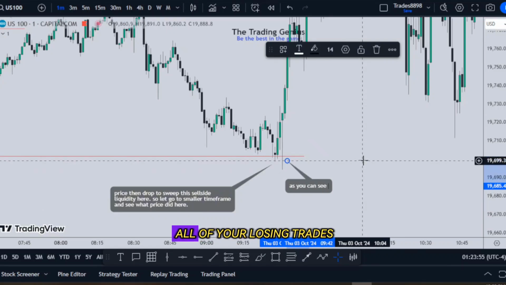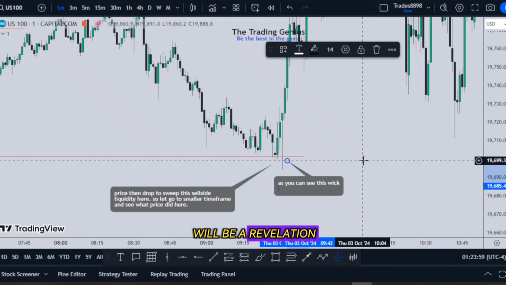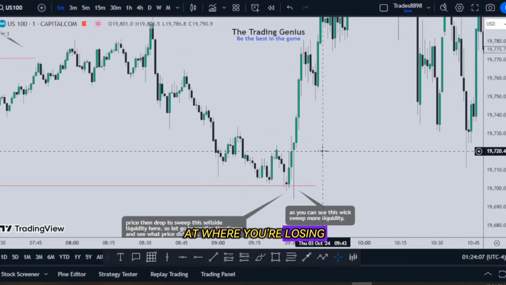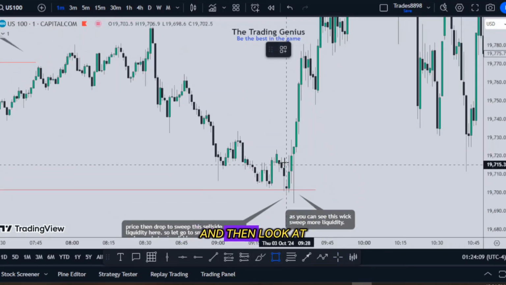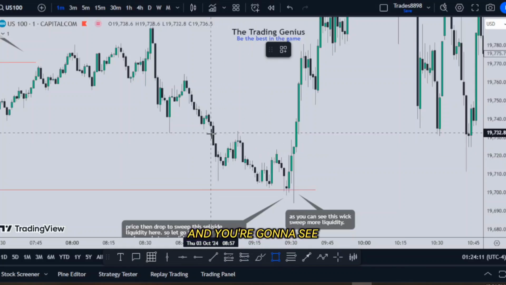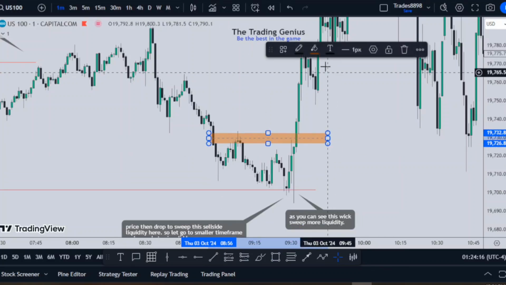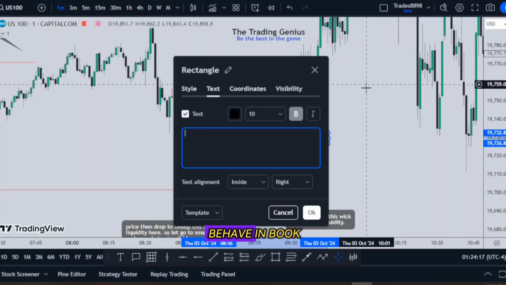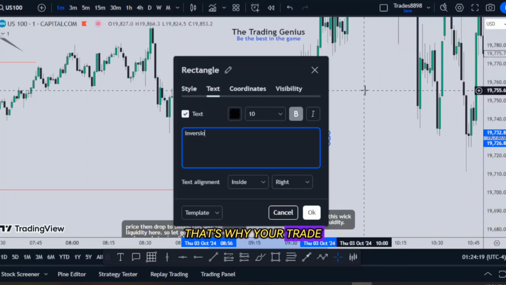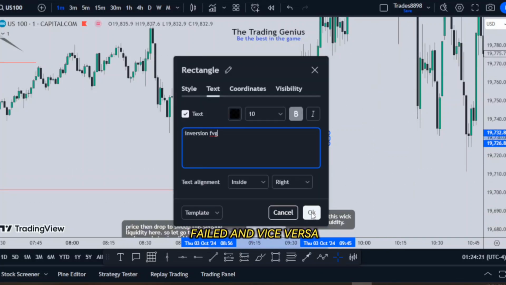If you go through all of your losing trades, I promise you it will be a revelation. But most of you don't even give a shit. You haven't journaled anything, so you don't have the ability to go back and study what you did wrong. But the ones that have, go back and look at where your losing trades occurred. And then look at what I teach, and you're going to see mine standing in front of your trade. What I tell you the market's going to do and how it's going to behave in book, that's why your trade failed. And vice versa.